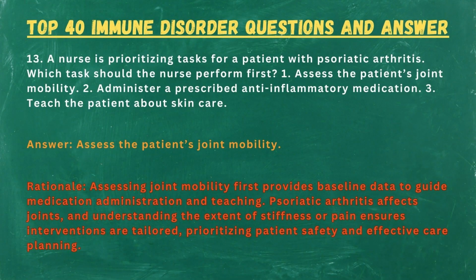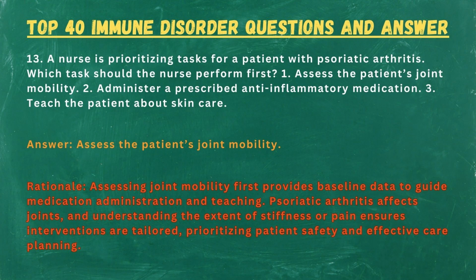13. A nurse is prioritizing tasks for a patient with psoriatic arthritis. Which task should the nurse perform first? 1. Assess the patient's joint mobility. 2. Administer a prescribed anti-inflammatory medication. 3. Teach the patient about skin care. Answer. Assess the patient's joint mobility.